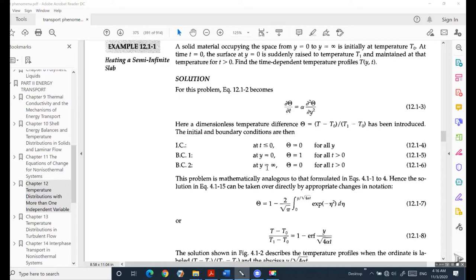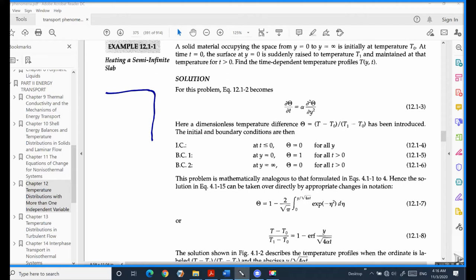When y is equal to infinity for all t greater than 0, this term is going to be 0 again. Why? For the infinity slab, let's consider it like this. At the time t equal to 0, the surface is suddenly increased to temperature T1, but it's just T0 for any time far away. So we will obtain the temperature distribution for the slab for this condition. That's why y equal to infinity, for all the t's, this is going to be zero, because this is going to be T0.